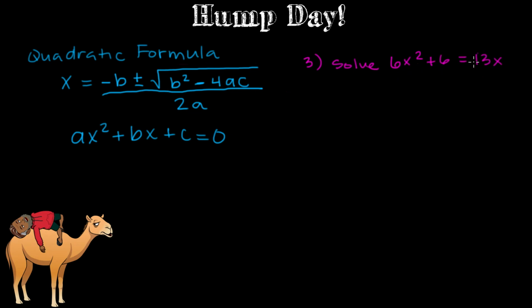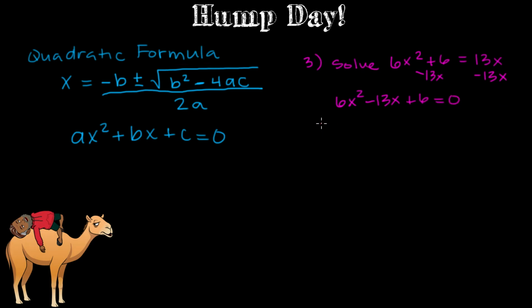So we're going to get rid of this 13x. I always like to have the right side equal to 0, so I'm going to subtract the 13x from both sides. The problem is there's nothing to take it away from, so I'm just going to stick it in the middle over there. So we've got 6x to the power of 2 minus 13x plus 6 is equal to 0.